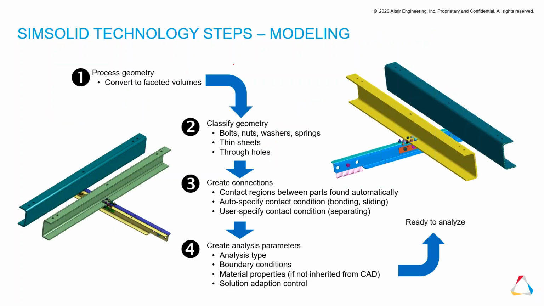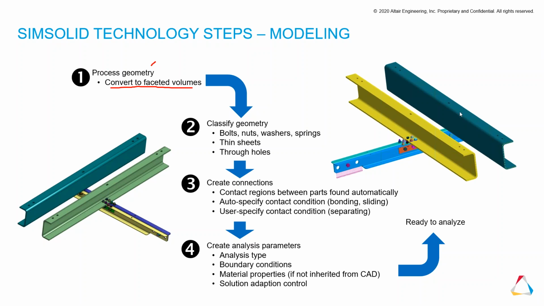Now here's a walkthrough of how SimSolid is working in the background. When we read in your geometry, we actually convert your geometry into faceted volumes. Just to let you know, we only work with solid geometries, right? So it has to be solid in your CAD. We cannot read surfaces. If you read in surfaces, they will not appear in SimSolid. So we need to work with solids here. And once you read the geometry in, we convert it into faceted volumes.